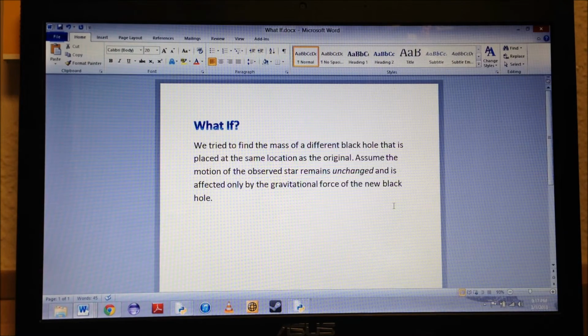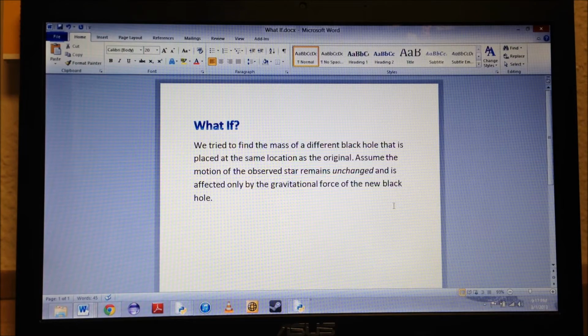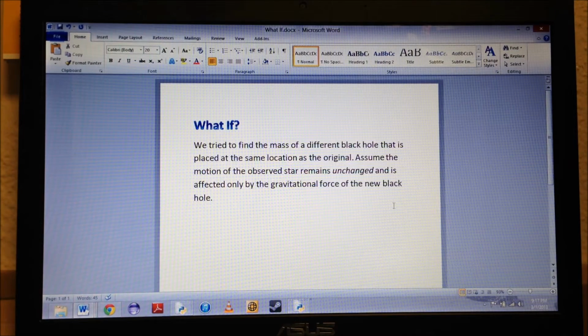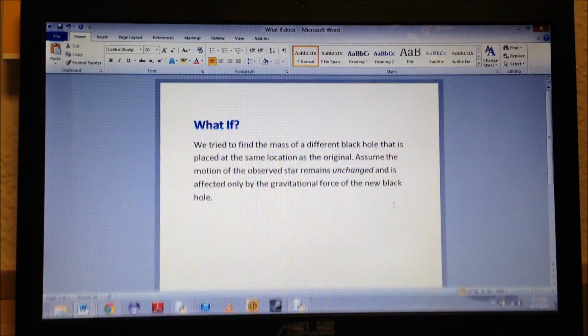Alright, so what if we tried to find the mass of a different black hole that's at the same location as the original? Again, we can assume that the motion of the observed star remains unchanged and is affected only by the gravitational force of the new black hole. So this is actually impossible because the data that we're given is unchanged. So that means that our calculation will always result in the same answer, and we would not be able to find the mass of the new black hole.